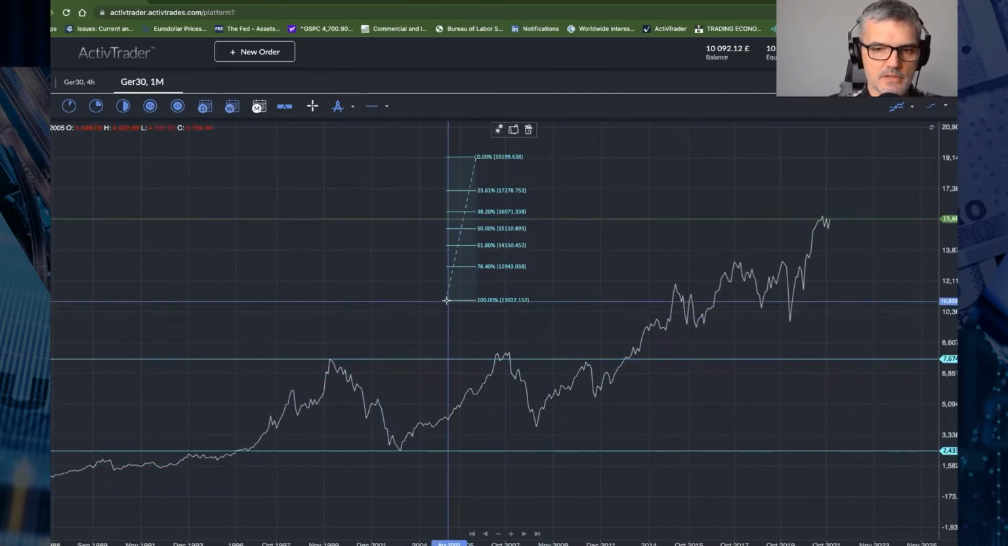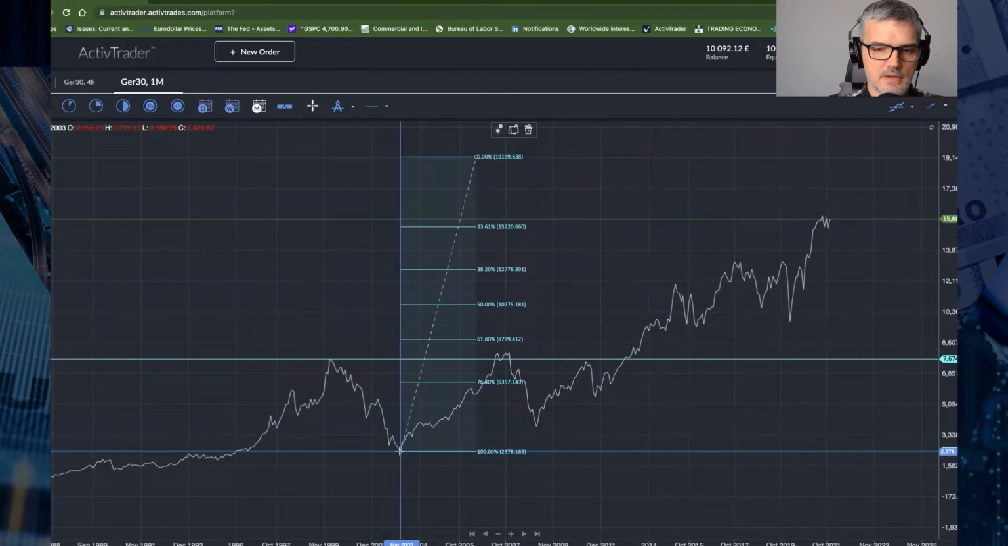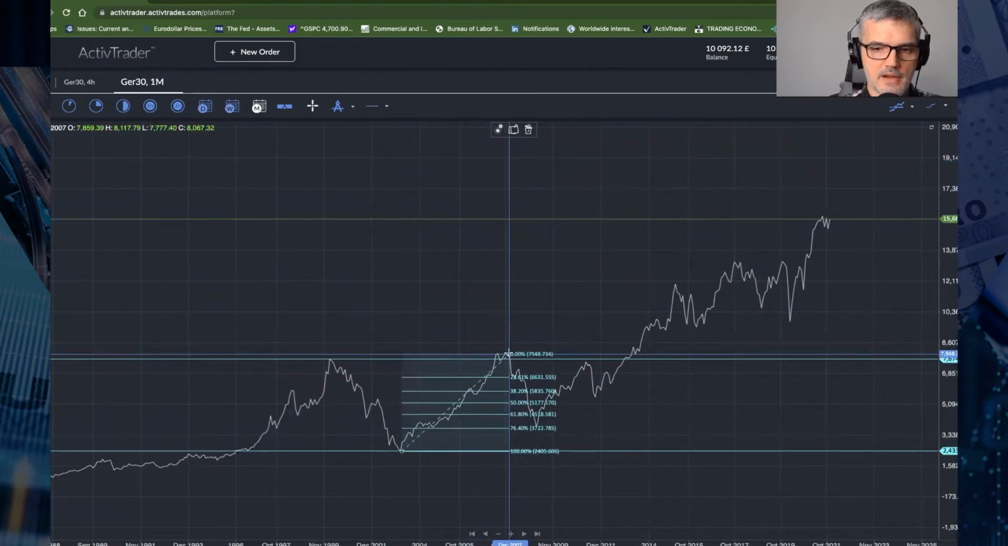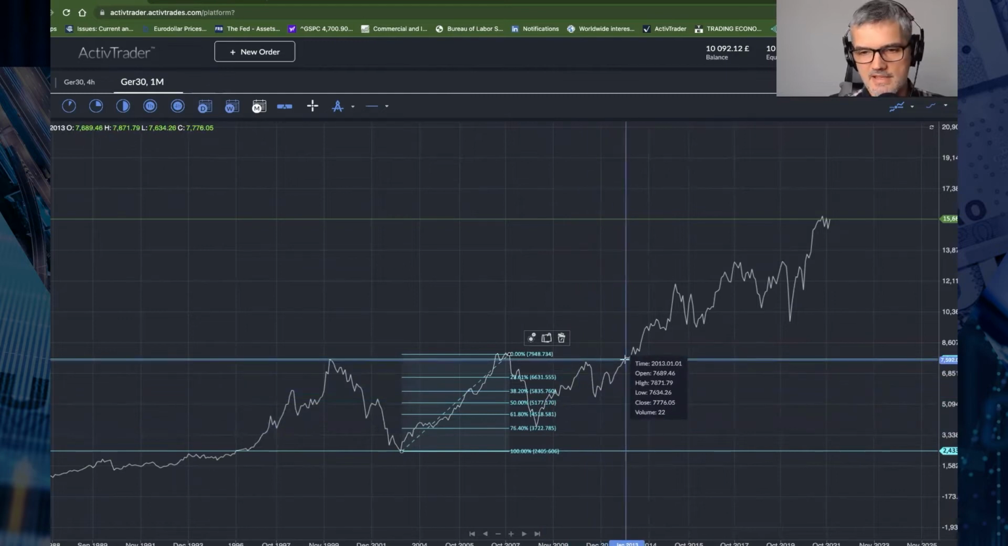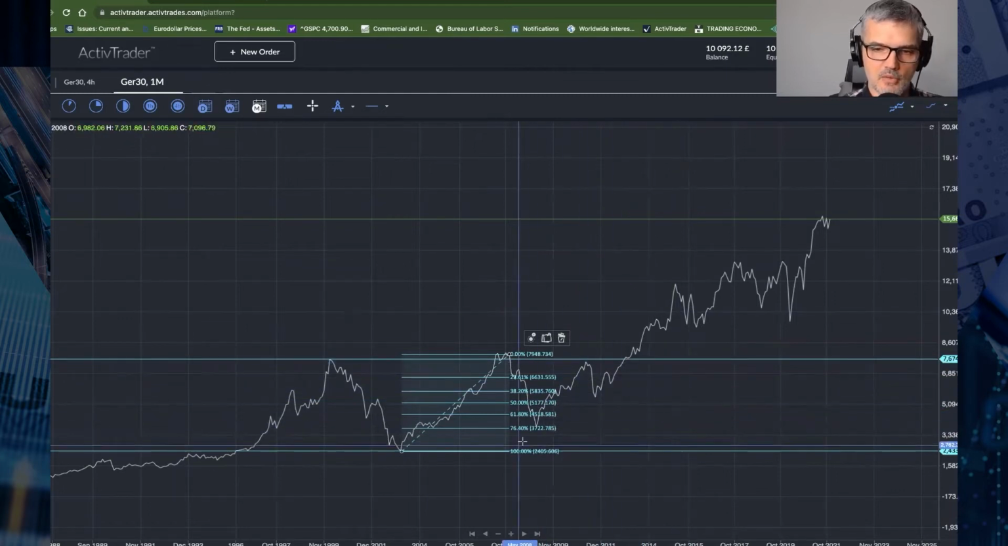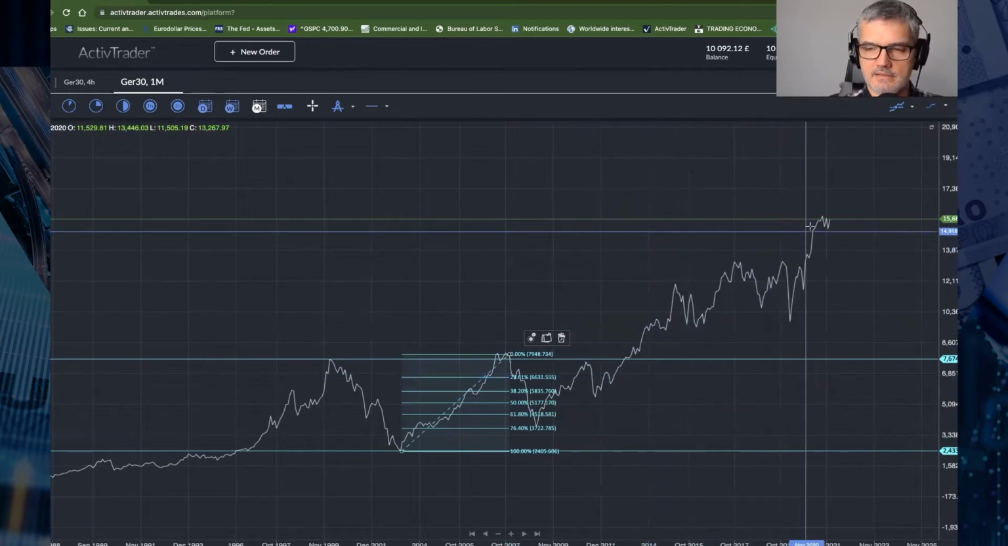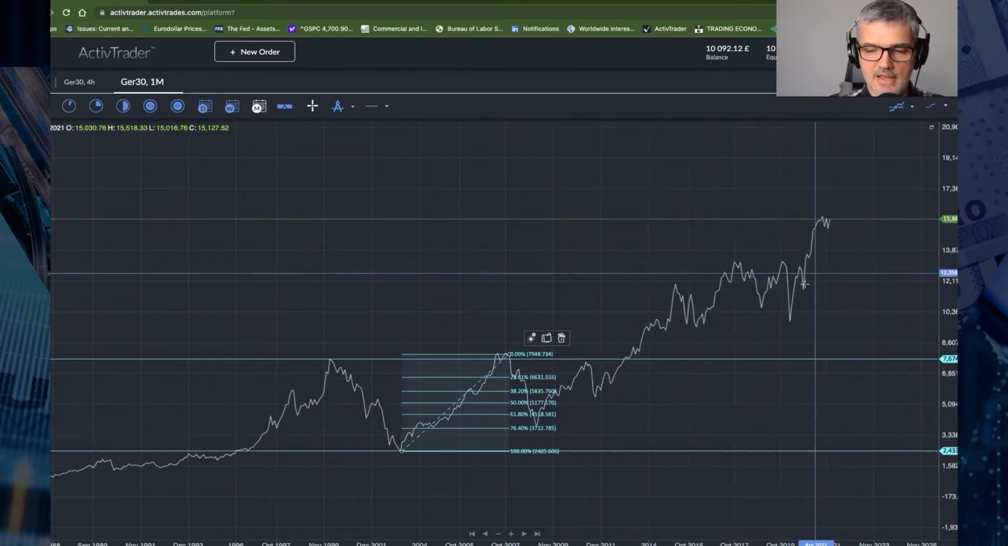So if I just slip this down here, from this swing low to the breakout swing high, here you can see 76.4% retracement, and then a big slow move until 2013. Then we break out and all that momentum has built up, and we've had basically a move up ever since.